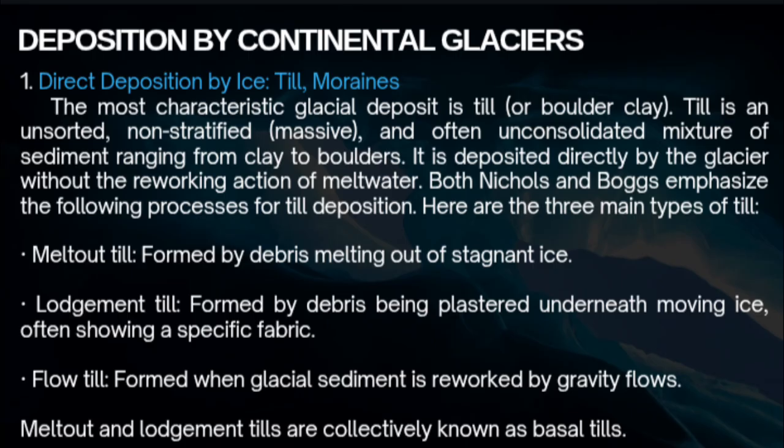Both Nichols and Boggs emphasize the following processes for till deposition. And here are the three main types of till. The first one is melt-out till, formed by debris melting out of stagnant ice. The next one is lodgement till. It is formed by debris being plastered underneath moving ice, often showing a specific fabric.